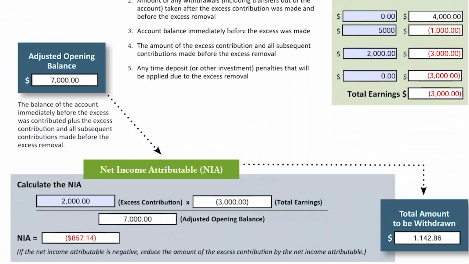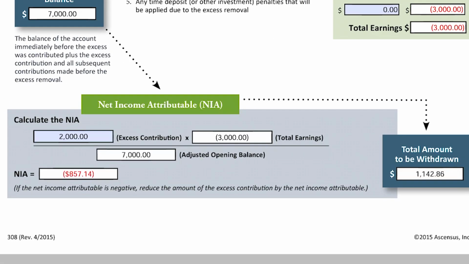In that instance, you can see that it dropped all of the numbers. So the net income attributable is now a loss. So instead of that $2,285 that we had to pull out, we only have to pull out $1,142.86. So if there was growth inside of your Roth IRA, then you need to take out more than your contribution. If there was no growth, then you just need to put in that excess contribution. And if there was a loss, then you can take a reduced amount out of your Roth IRA to make sure that you don't have any penalties.